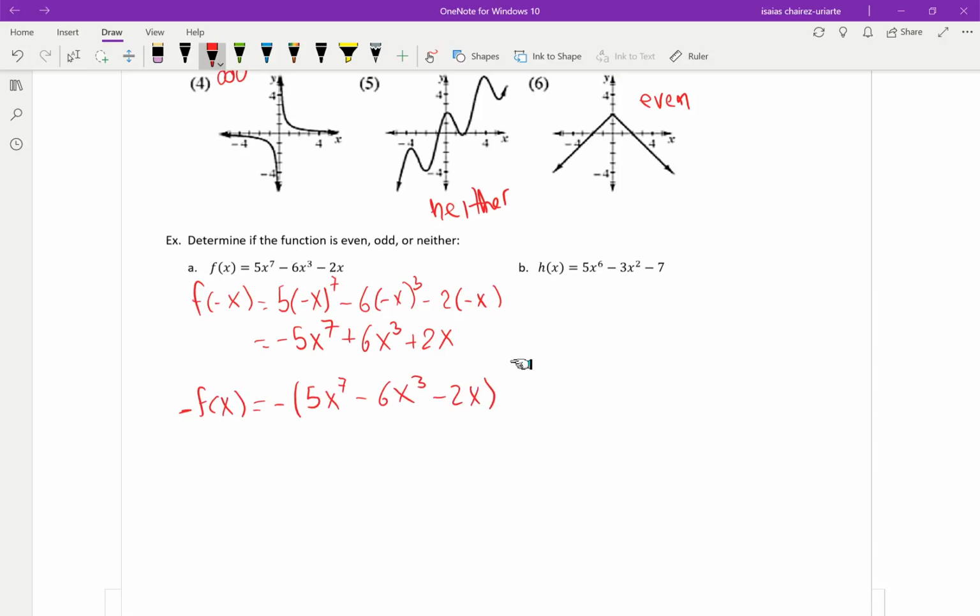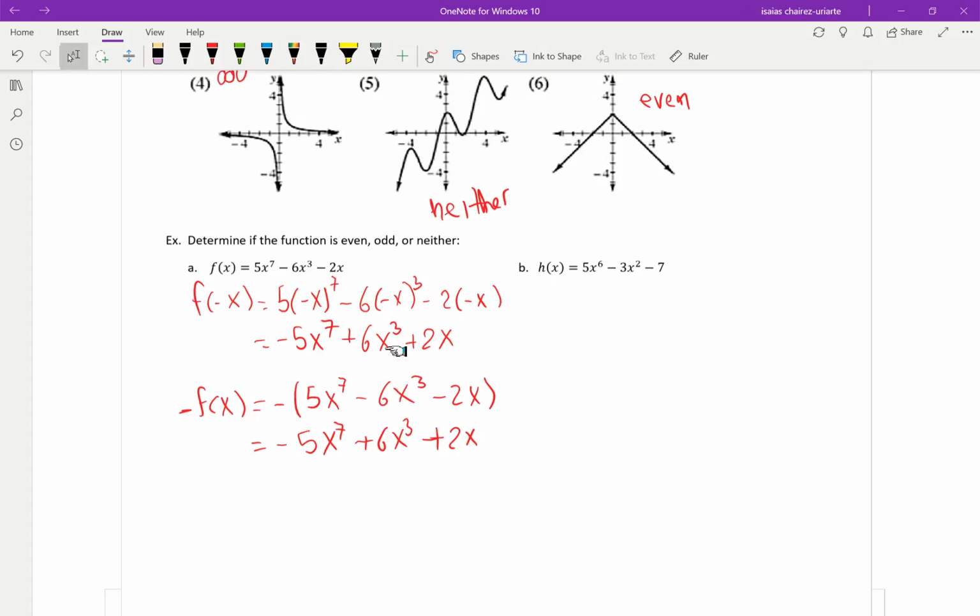So it looks something like this, and then I have to distribute the negative. So that's negative 5x to the 7th plus 6x to the 3rd plus 2x. Okay, so this is just the groundwork. Now let me actually think about the tests.